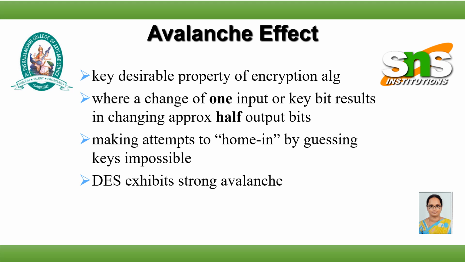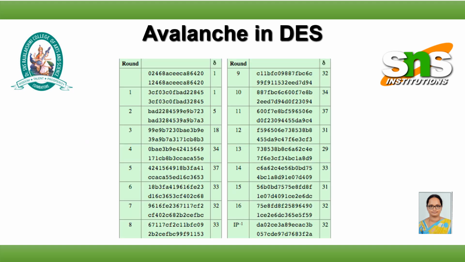Avalanche effect. A key desirable property of an encryption algorithm is the avalanche effect. If we change one input or key bit, it results in a change in approximately half of the output bits. That means if we change a single bit in one place, it reflects in half of the data. So it makes attempts to home in by guessing keys impossible. It exhibits a strong avalanche. The avalanche in DES is described in this picture. Here we have a total of 16 rounds, right? For those 16 rounds, the avalanche is given.